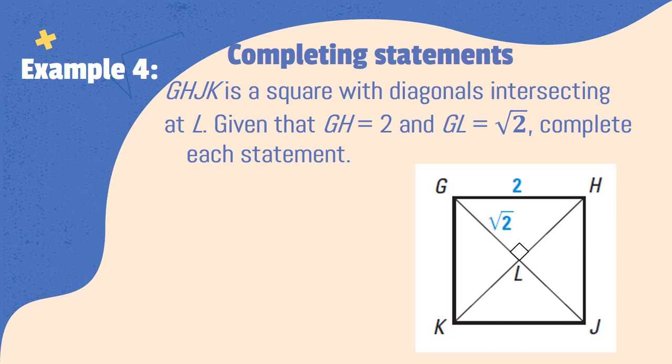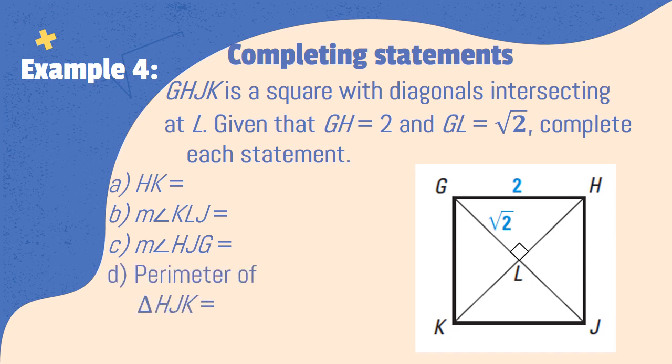Let's make another example. GHJK is a square with diagonals intersecting at the point L. Given that GH is 2 and GL equals square root of 2, what we need to do is to complete each of the following statements. We need to find the length of the diagonal HK. We need to find the measure of the angle KLJ. We need to find the measure of the angle HJG, and also we need to find the perimeter of the triangle HJK. So before we answer these questions, let's see the figure that is given, that is a square.